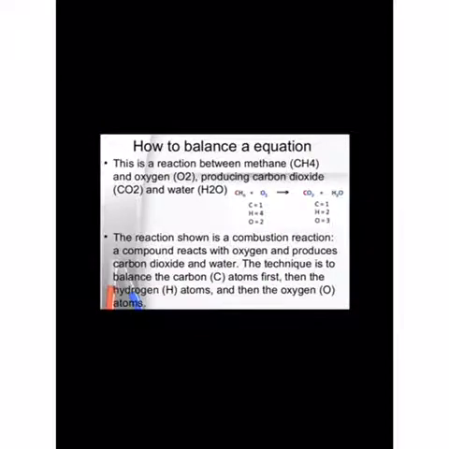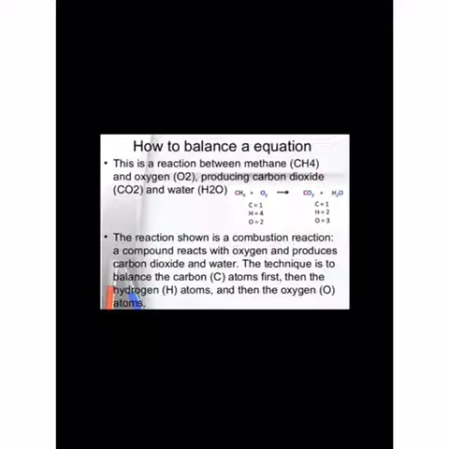Now, let's see how to balance a chemical equation. This is the reaction in which combustion is taking place. Methane burns in air to produce carbon dioxide and water. Here you can see on the left hand side there is 1 atom of carbon, 4 atoms of hydrogen and 2 atoms of oxygen. And on the right hand side there is 1 atom of carbon, 2 atoms of hydrogen and 3 atoms of oxygen. Carbon is balanced but hydrogen and oxygen are not balanced.